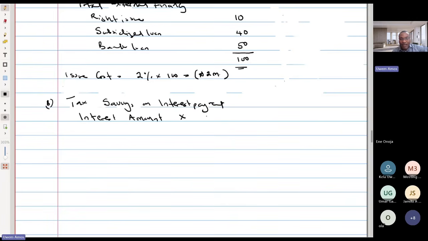Multiplied by the tax rate. Please take note of that. The interest amount multiplied by the tax rate. So that will be our tax payment on interest payment on the loan.